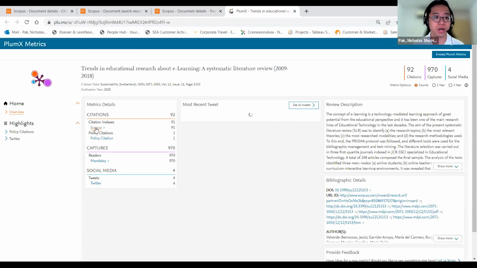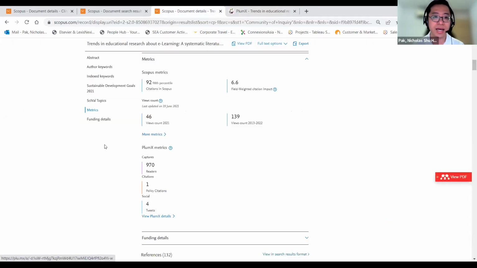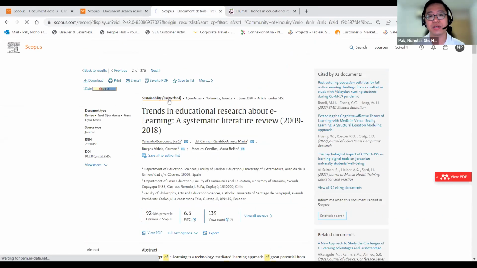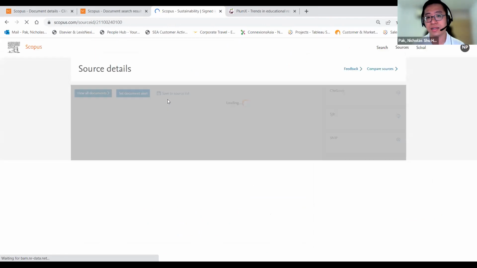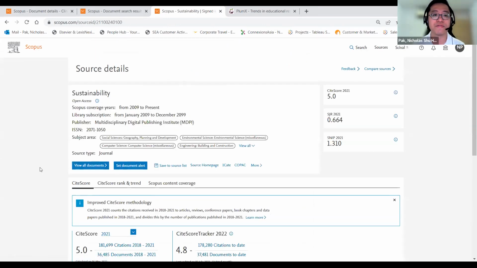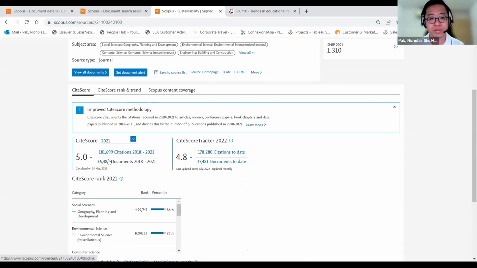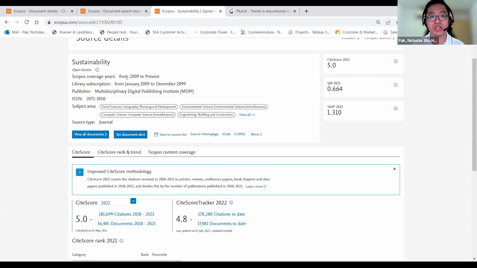And we can compare accordingly, right? So the other thing that I wanted to bring your attention to is, let's take a look at a different thing. Let's take a look at, say, the details of the sources of this particular journal itself, right? So first and foremost, we can see that this has been published from 2009 to present.